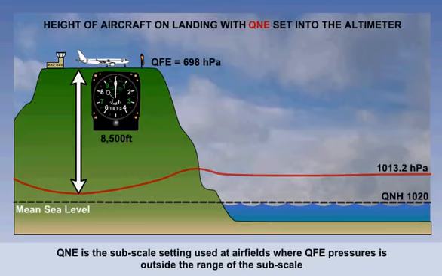It's defined as the height indicated on landing at an aerodrome when the altimeter subscale is set to 1013.2 hectopascals. This definition is only pertinent to those airfields where the normal QFE range can't be selected on the subscale. In other words, the QFE pressure values are outside the range 850 to 1050 on the subscale.